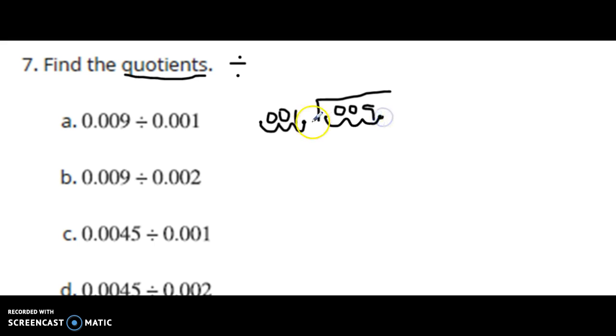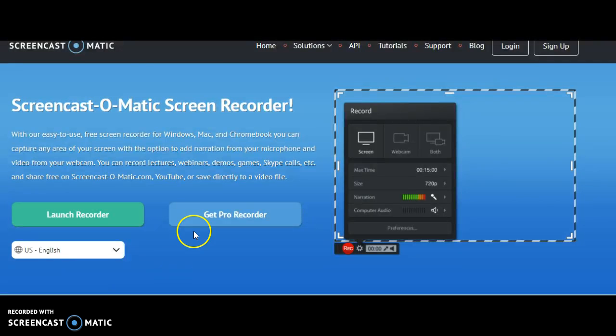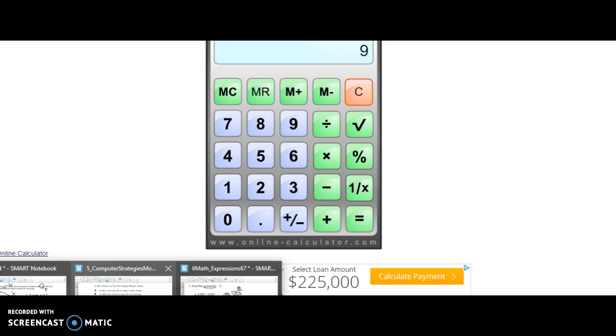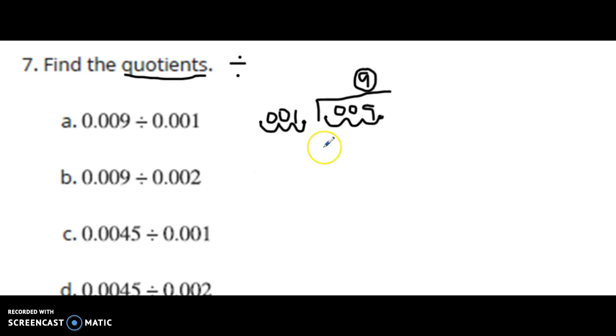I know that 1 goes into 9 9 times. So my answer here should be 9. I can double check on the calculator. So let's just look at that. 0.009 divided by 0.001 equals 9. So I want you to pause and do those same steps. Do long division first, then you can try calculator, and then look up here when you're done.